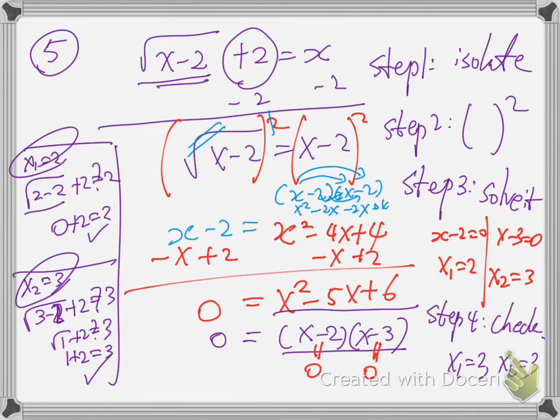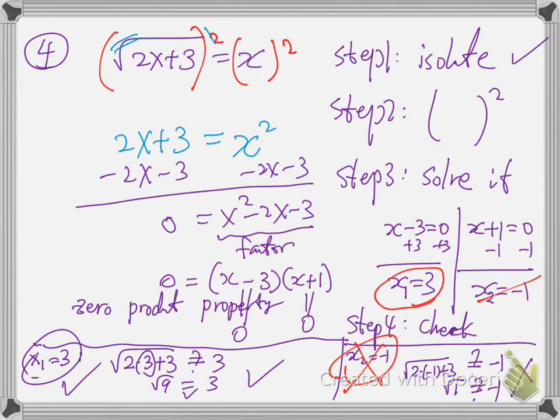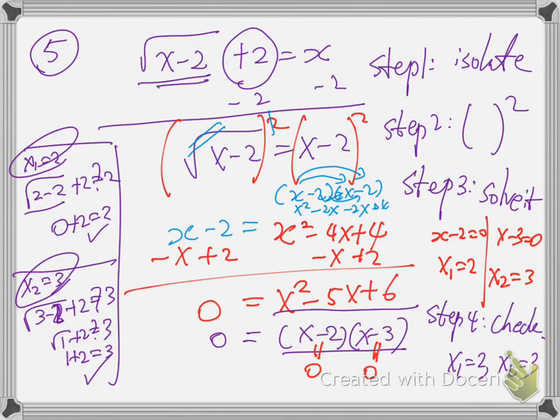In the previous example, we had to drop a solution. After you check it, this one doesn't work. You have to drop a solution, so there's only one solution for the radical equation. But in this example, after we check it, they're both okay, so we have two solutions for this radical equation. Now let's look at some harder examples on the web work.